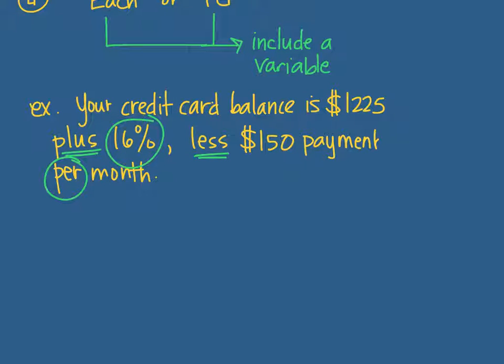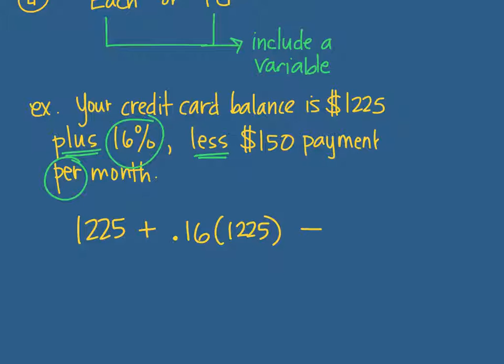So when we write this, we're starting with the 1225 plus 16%. Now remember, we got to take off the percentage, so we're going to have 0.16, and then we follow that either with a variable or the price if we know it. And I happen to know the price, which is $1225. The 16% is being tacked on to the credit card. So that's 0.16 times 1225. If I hadn't known the starting balance of the credit card, I would just put an X.